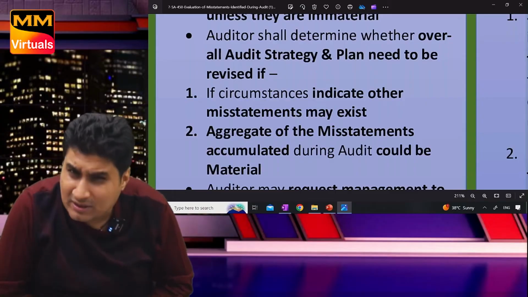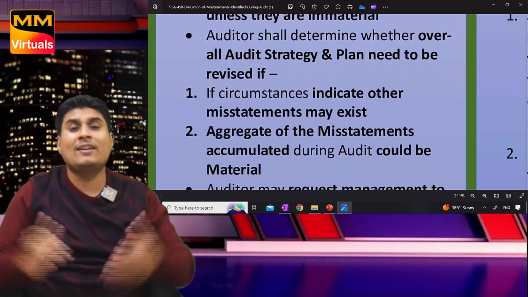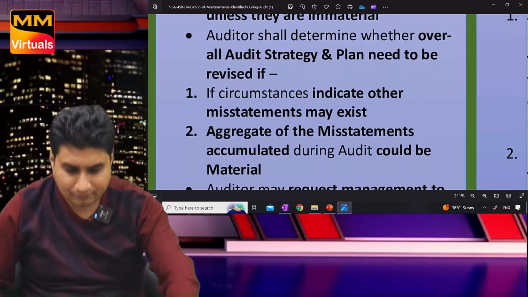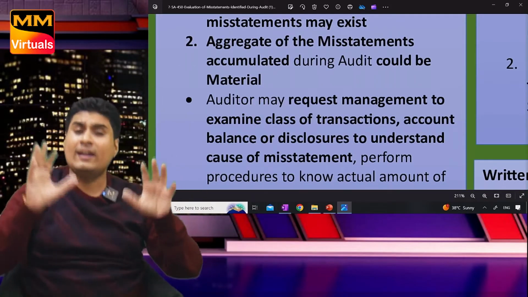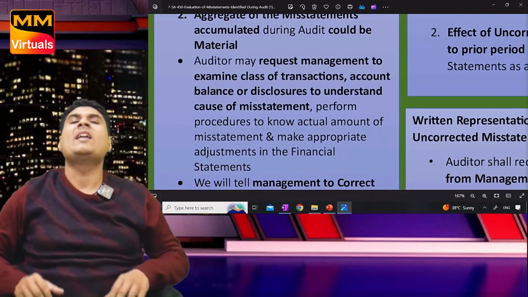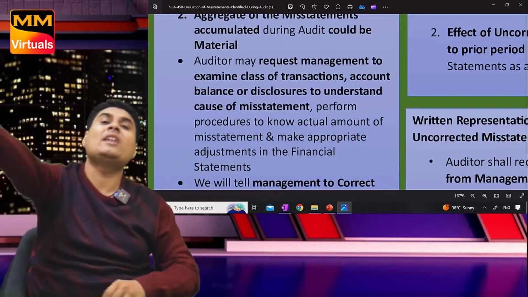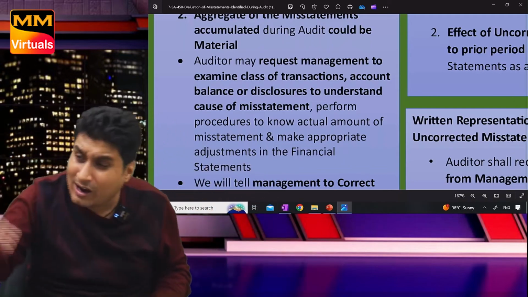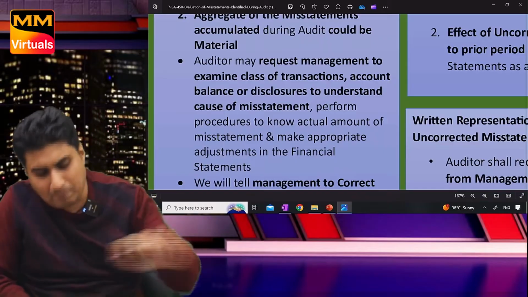Number one, if circumstances indicate other misstatement exist, or, number two, aggregate of all the misstatements could be material. Okay, then, if it could be material, auditor will request management to identify all the misstatements, to know the actual amount of misstatement, so we can make an entry in the financial statement. See, when there are a lot of misstatements, we'll tell management to identify more misstatement in particular class of transaction, P&L, account balance, balance sheet, disclosures, to know actual amount of misstatement, so we can pass a journal entry.